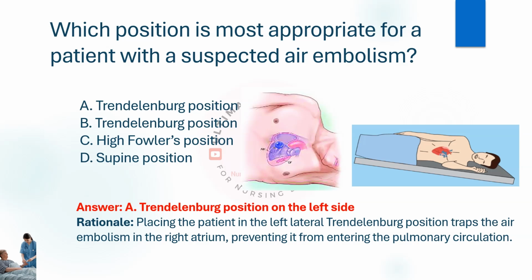Placing the patient in the left lateral Trendelenburg position traps the air embolism in the right atrium, preventing it from entering the pulmonary circulation, and this position is known as Durant's maneuver.